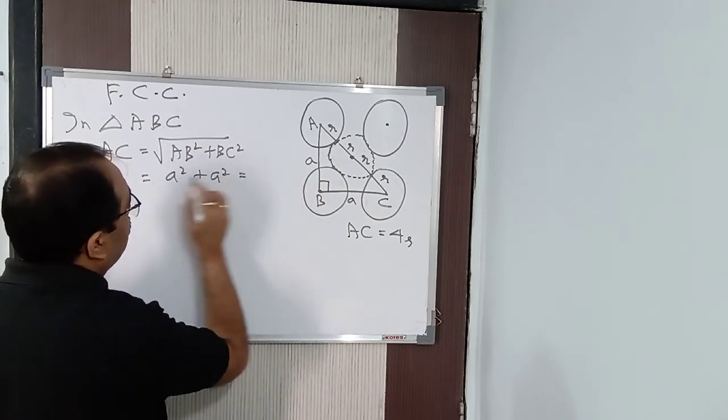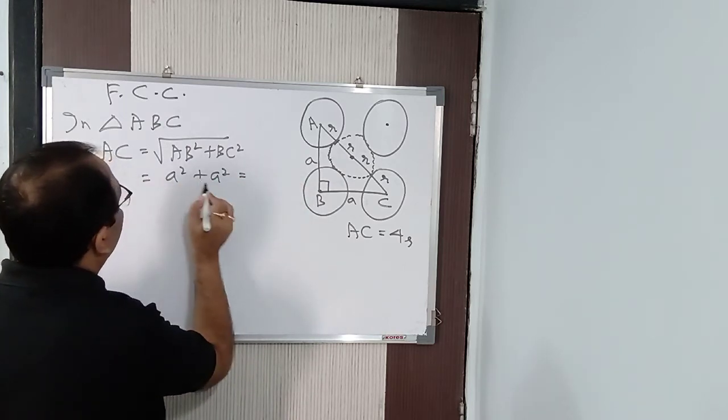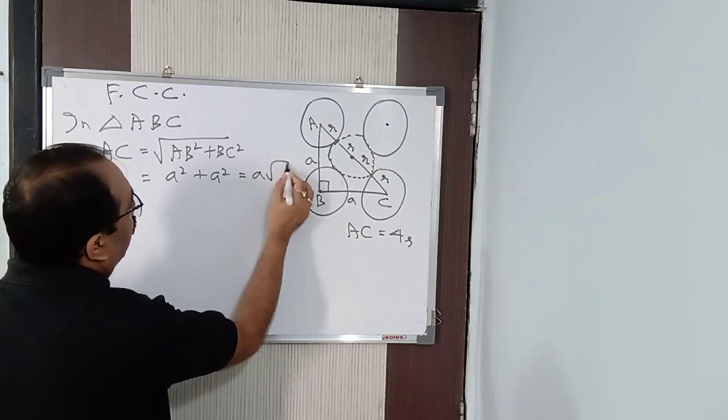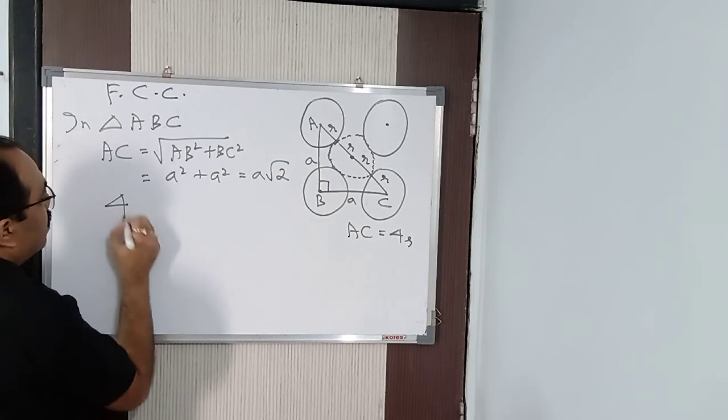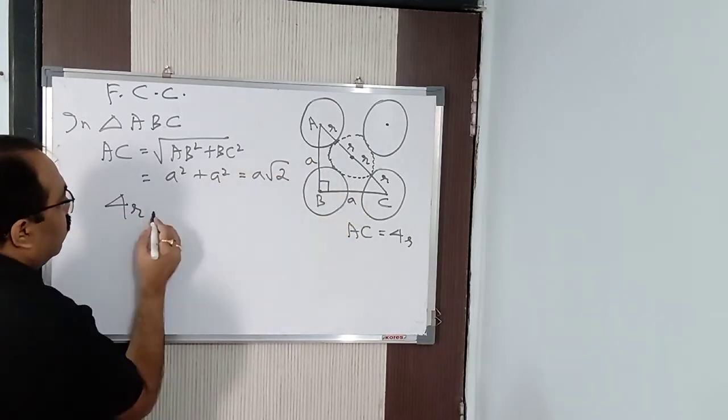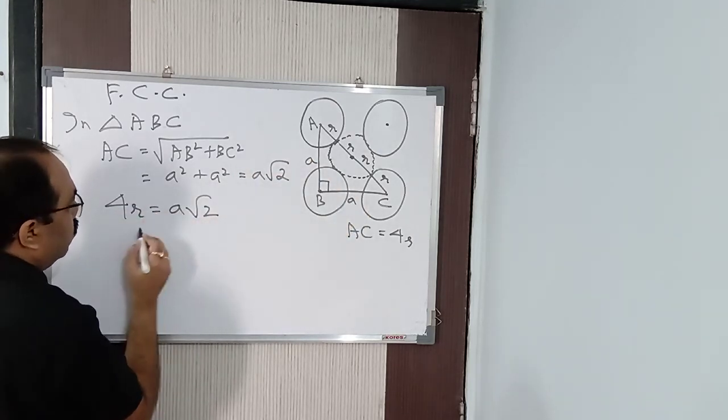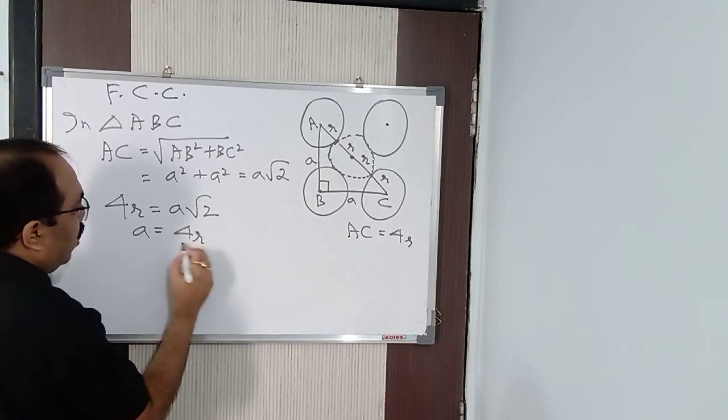I can write this one as root of 2A square, so that is nothing but A root 2. Now AC is 4R. I have written it there, you can see 4R is equal to A root 2. So A is equal to 4R by root 2.